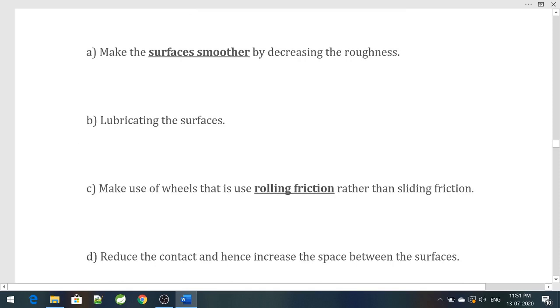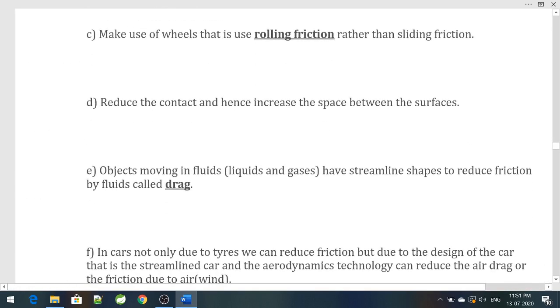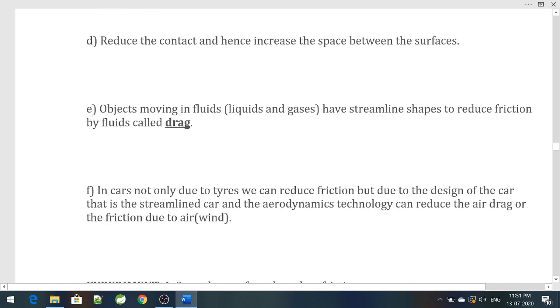Make use of wheels, that is, use rolling friction rather than sliding friction. So in wheels, what do we use? Rolling friction rather than what? Sliding friction. Reduce the contact and hence increase the space between the surfaces.